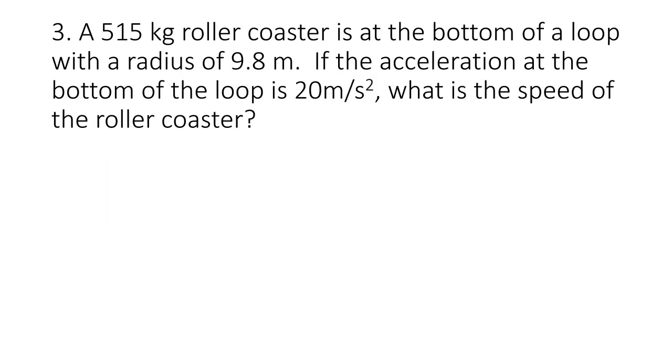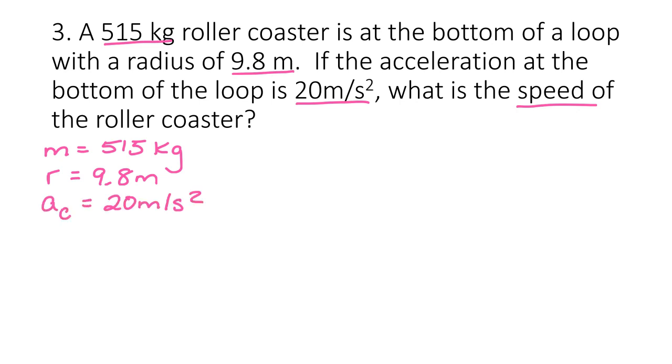Number 3. A 515 kilogram roller coaster car is at the bottom of a loop with a radius of 9.8 meters. If the acceleration at the bottom of the loop is 20 meters per second squared, what is the speed of the roller coaster car? Here we know the mass of the roller coaster car, that's 515. We know the radius of the loop, 9.8 meters. And we know the centripetal acceleration is 20 meters per second squared.